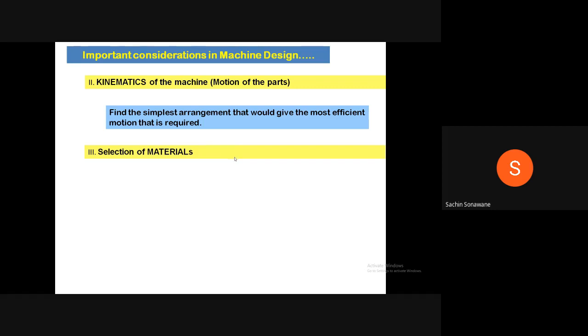Next is selection of materials. Now you are knowing, while designing any part or any component of the machine, we have to take into account different types of materials, because cost of the material constitutes 60 to 70% cost of the product. That is, major cost is of materials. Now you are knowing that because of this COVID-19 effect, production of steel is decreased.